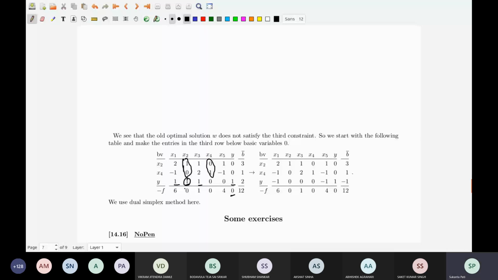I have to make 0. So in the process, what happens? This particular entry becomes negative. This becomes negative, and it is bound to be negative because the old optimal solution was not satisfying that new inequality. And from here, how do you proceed? Now you proceed by dual simplex method. This is why dual simplex method was told to you. Questions?